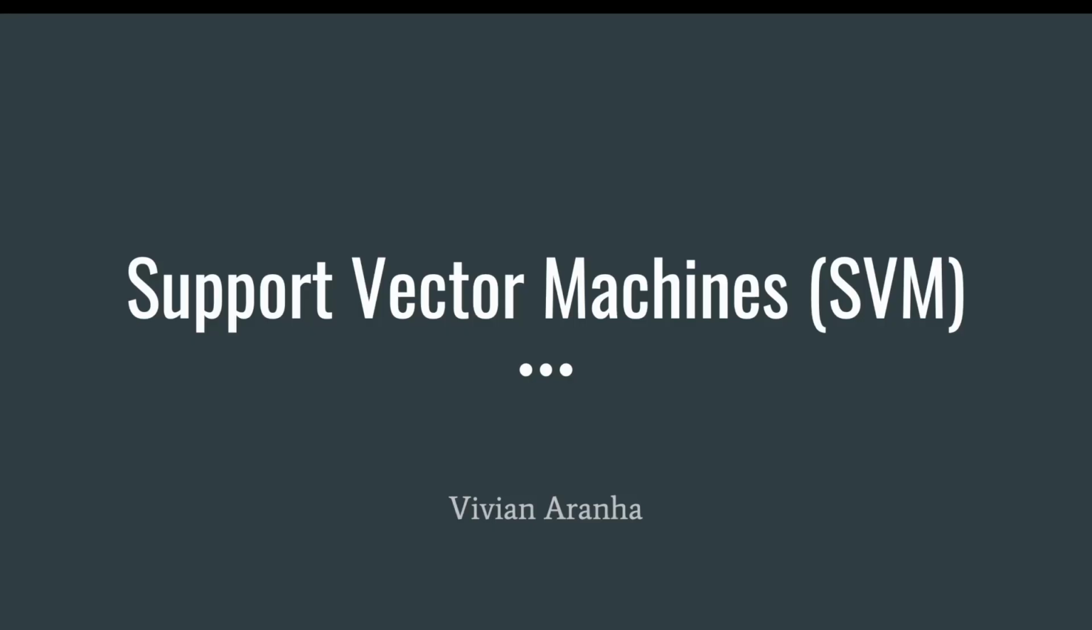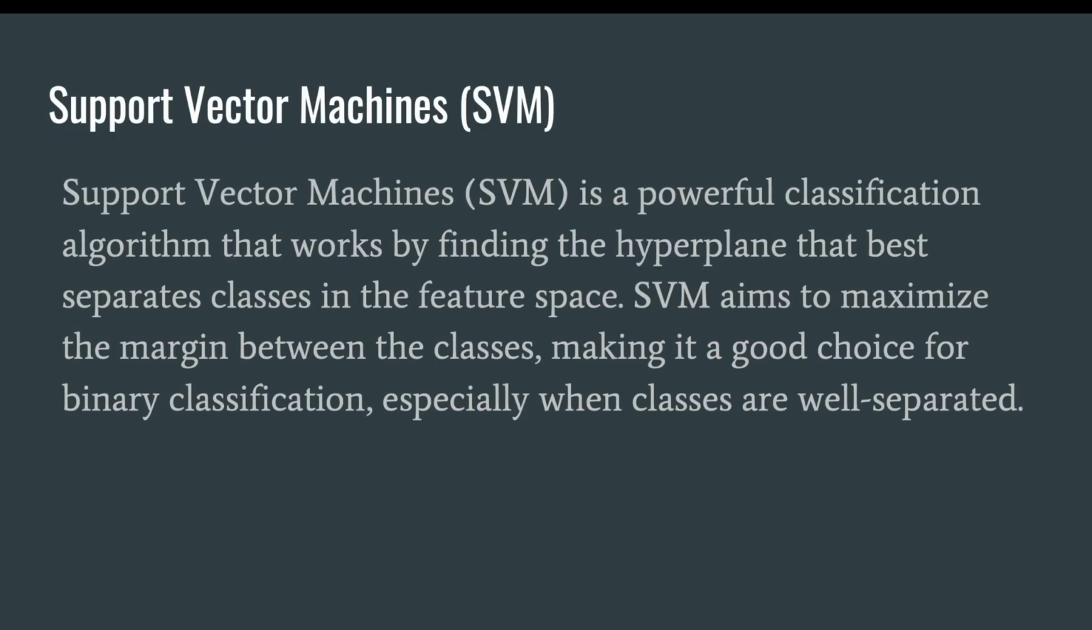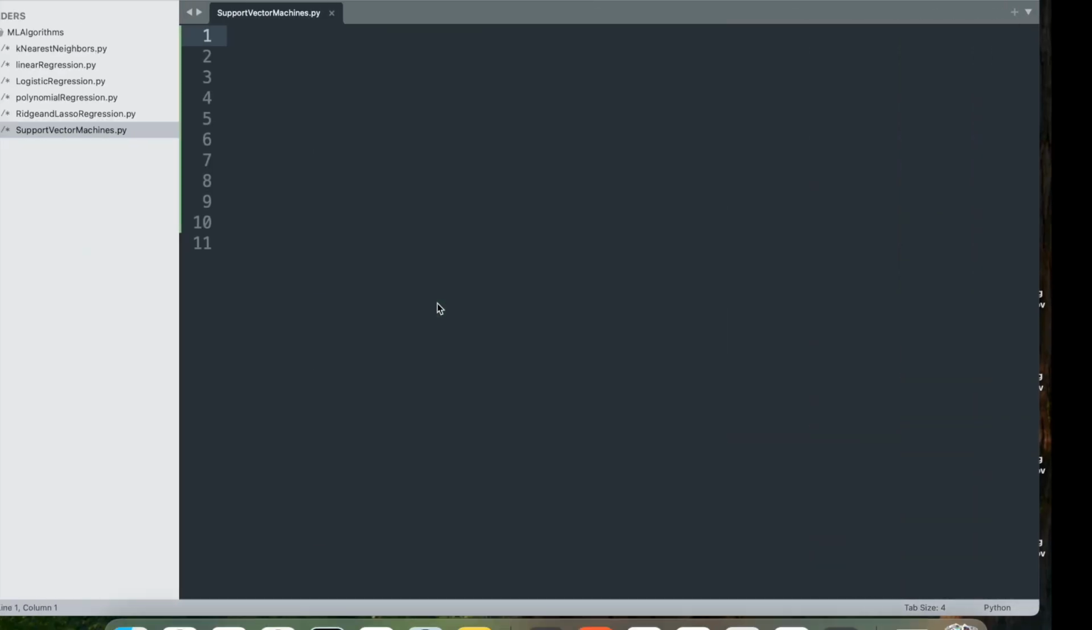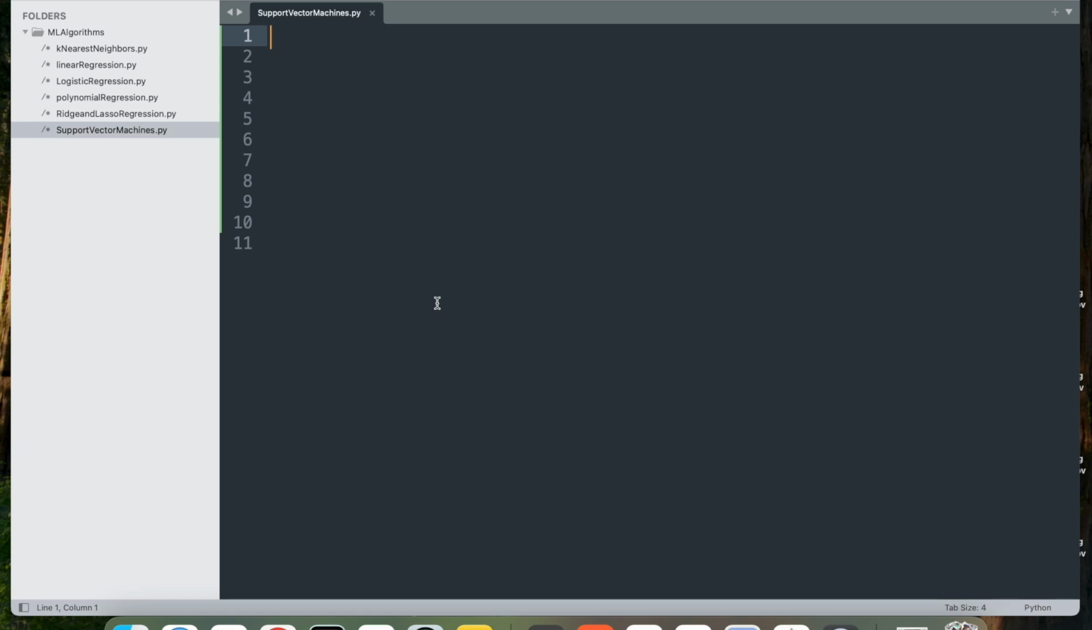Support vector machines, or SVM. Support vector machines is a powerful classification algorithm that works by finding the hyperplane that best separates classes in the feature space. SVM aims to maximize the margin between the classes, making it a good choice for binary classification, especially when the classes are well separated. Let's go through a line by line breakdown of the code for implementing support vector machines for classification in Python.